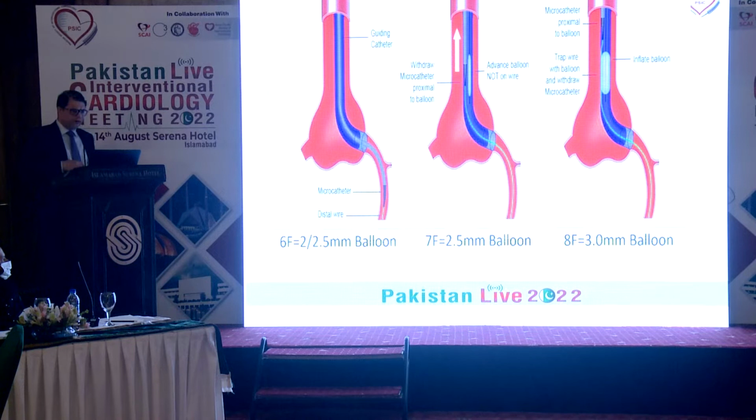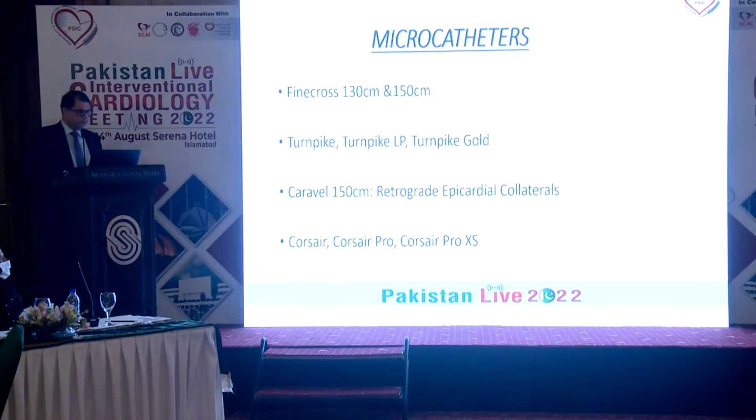If you don't have a Trapliner, then you need to use trap balloons, and you need to be familiar that you will need at least a 2.5 millimeter balloon for a 7 French trapping, and if you have an 8 French guide, you need a 3 millimeter balloon, because otherwise there won't be adequate trapping.